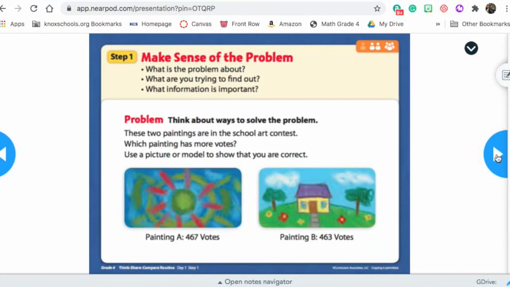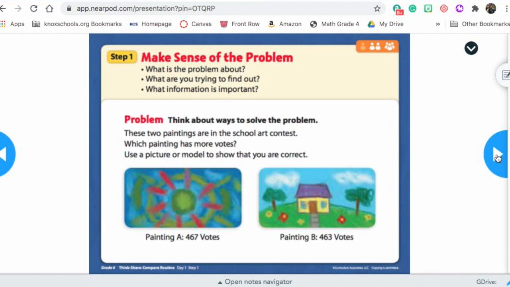So then we read it again, because now when we read it, we're going to be thinking, what are we trying to find out? Between each one of these steps of making sense of the problem, we want to read the problem again, because every time that we read it, we get a deeper understanding of the problem. So this time when I read it, what are you trying to find out?